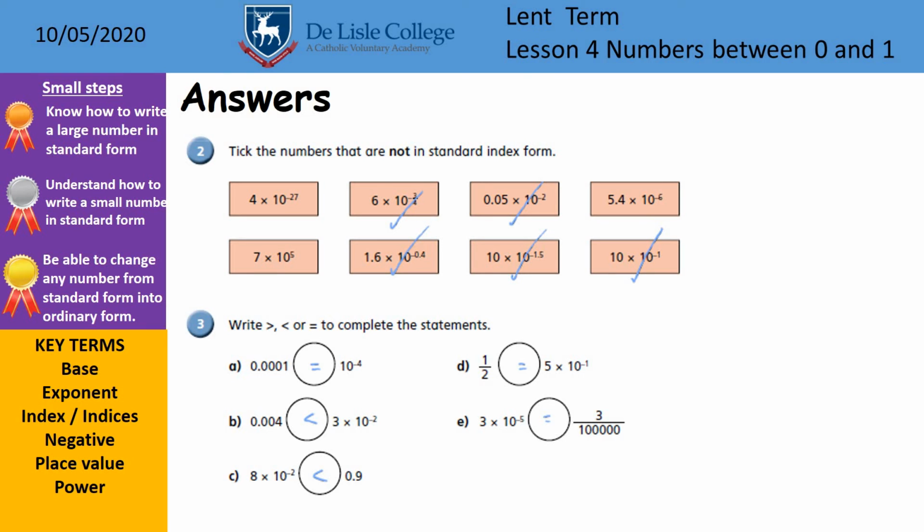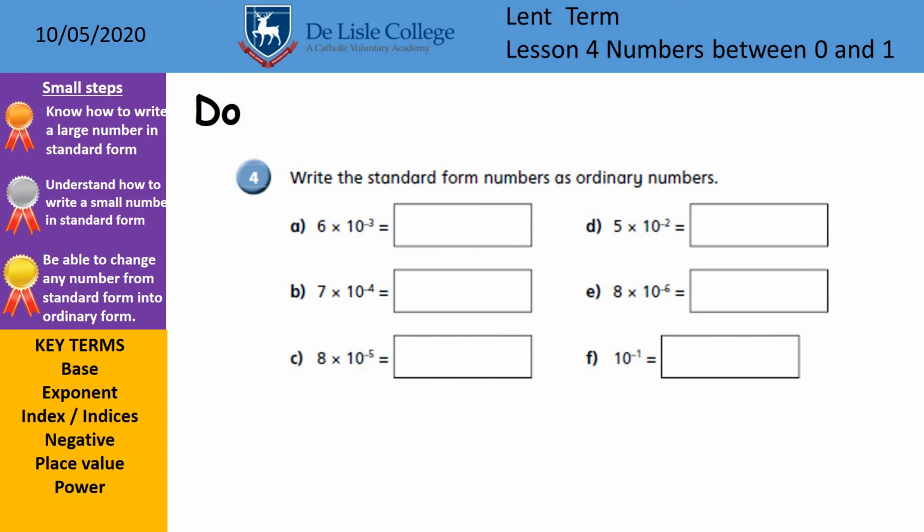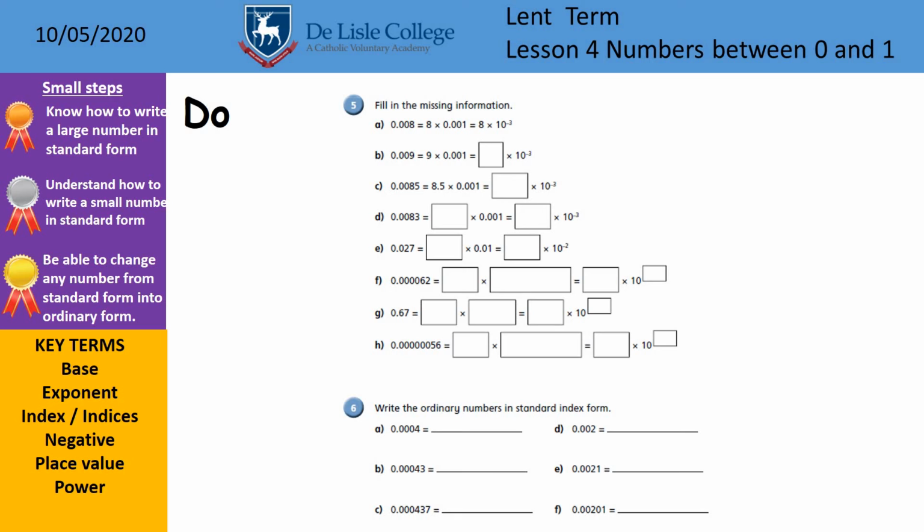Here's question 4. If you've got the sheet, write on it. If not, write them into your book. Don't just put the answers, put the expression on the left-hand side too. Here's questions 5 and 6. Pause the video again while you write them down if you don't have the worksheet.